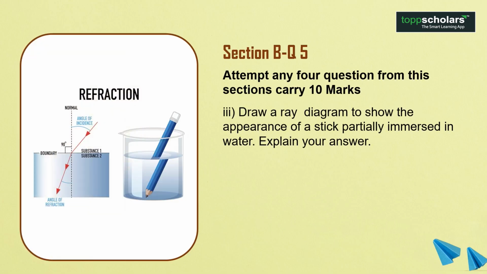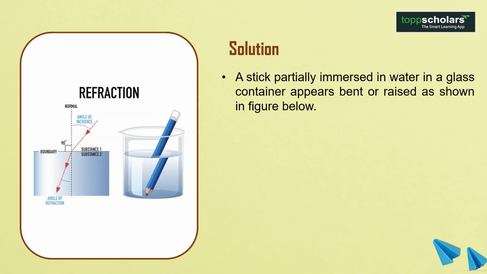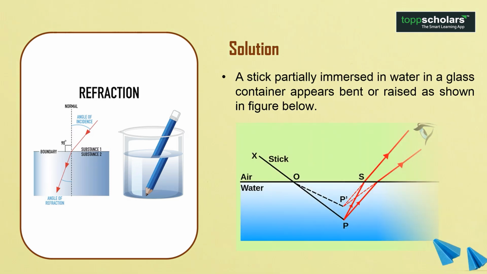Let us see the next question. It says draw a ray diagram to show the appearance of a stick partially immersed in water. Explain your answer. This question is asked for 4 marks. A stick partially immersed in water in a glass container appears bent or raised as shown in the figure below. So here is the figure.